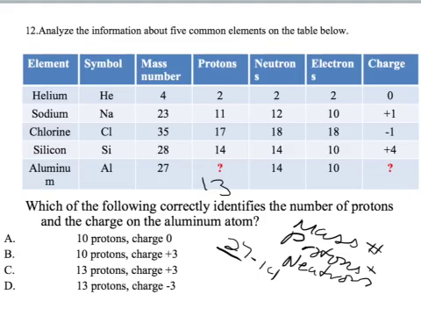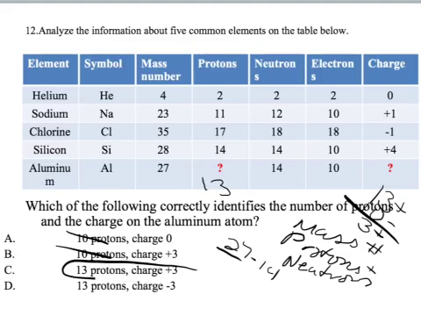So the other two options are wrong. Okay? So we know it has 13 protons, but what is its charge? Well, I have 13 plus charges and 10 minus charges, and that means I have a 3 plus remainder. So it's 13 protons with a +3 charge.